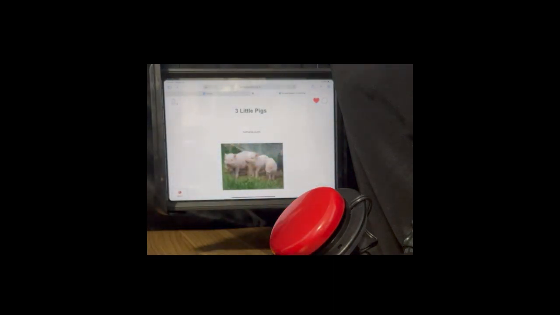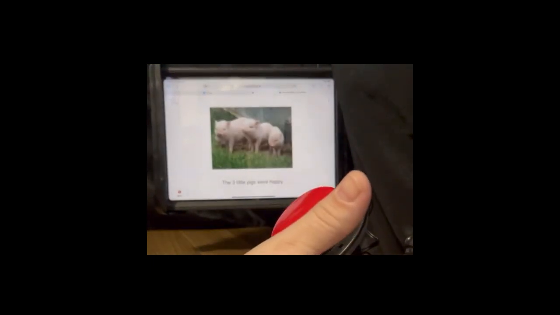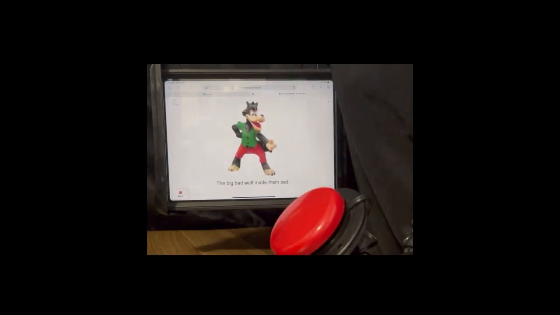All right, so I remember in level 1C, we had different things happen. Let's see how level 2 is different. The three little pigs were happy. Cool. I'm going to use my purse. The big bad wolf made them sad. That is different. But wait a second. There's something that connects my first one and my second one. We were talking about pigs, and now we're talking about a wolf, but the wolf is making the pigs sad. Oh, I wonder what will happen next.